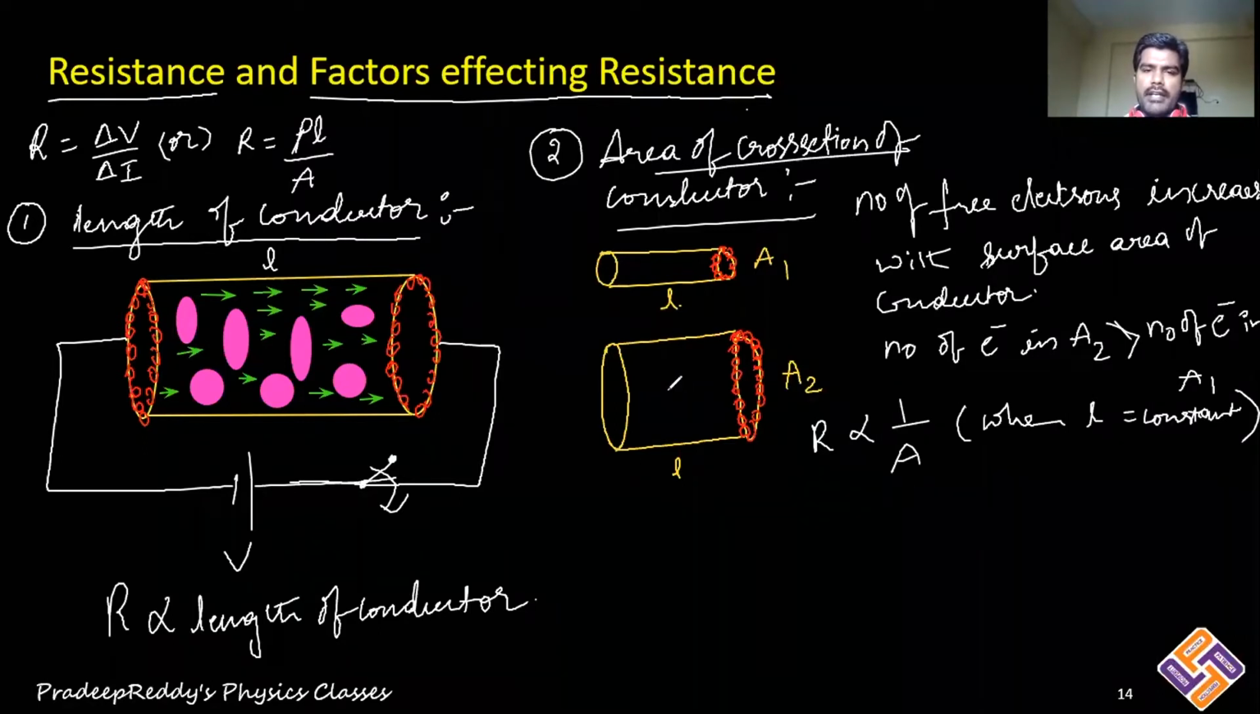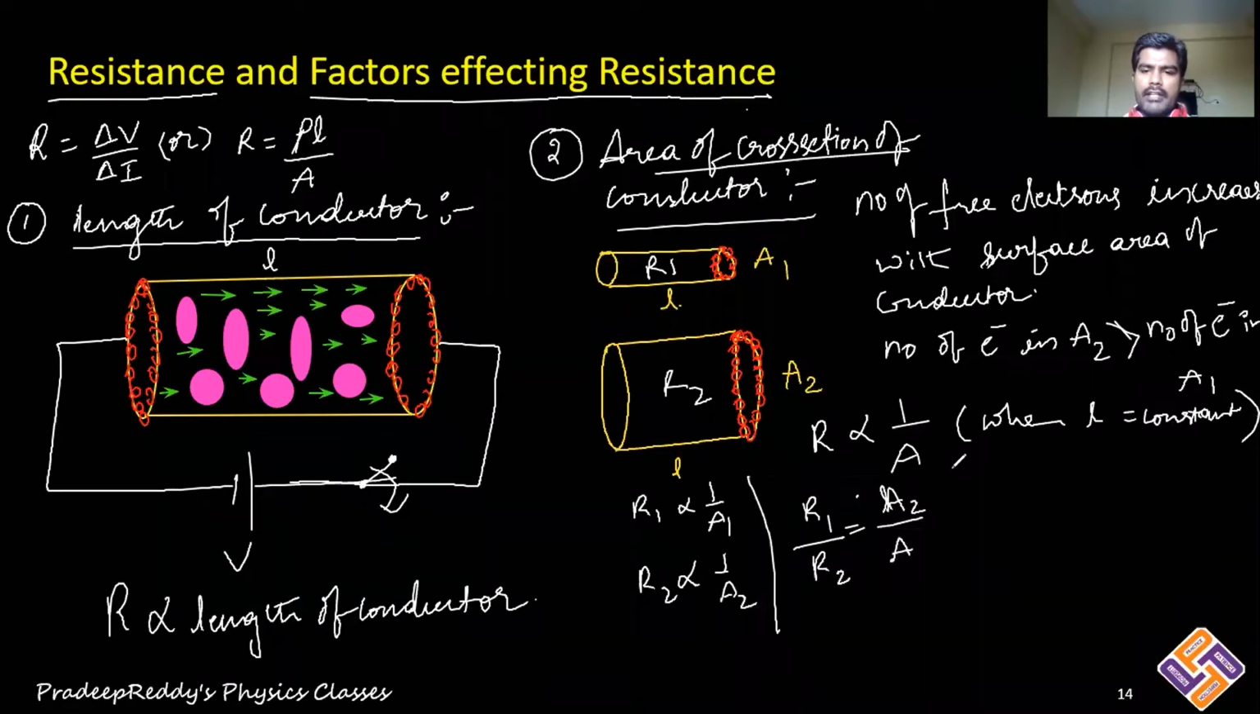So here we can take R2, here we can take R1. I can write R1 proportional to 1 by A1, R2 proportional to 1 by A2. If I take ratio of these two, you will get R1 divided by R2 is equal to A2 divided by A1. When both the lengths are constant, in such case R1 by R2 is equal to A2 by A1. Percentage change in the resistance depends upon area of cross section.